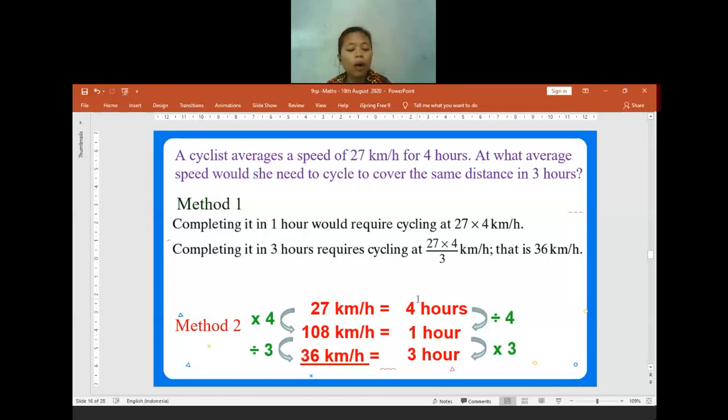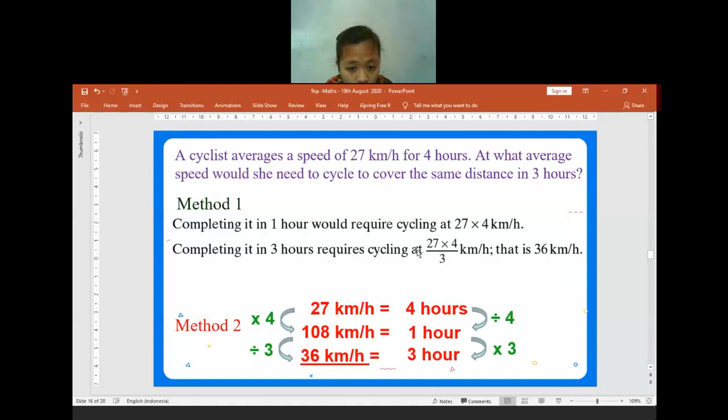From 4 into 1, I need to divide by 4, and for the speed, I need to multiply it because I have to go faster with a bigger speed. So from 4 into 1, I divide by 4, so for the speed, I multiply by 4. Later, if I want to go for 3 hours, the time will be getting bigger, so I have to go slower. If I go slower, the speed will be smaller, so I need to divide it by 3.